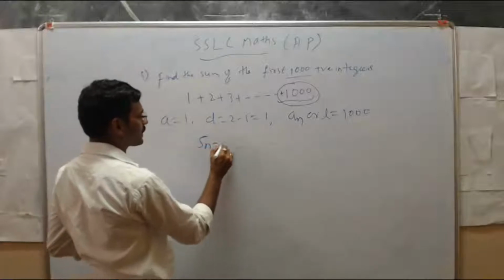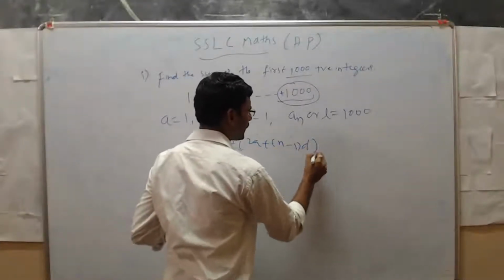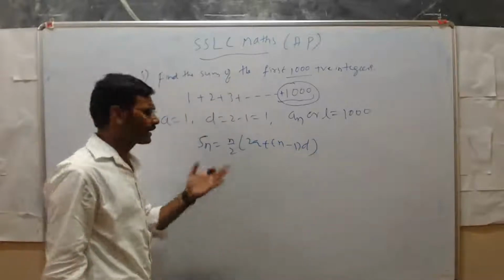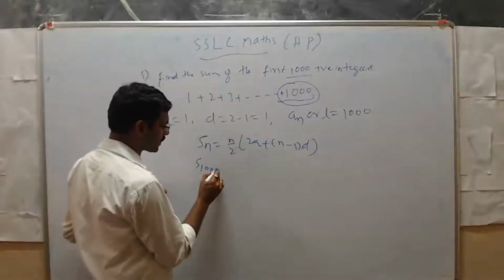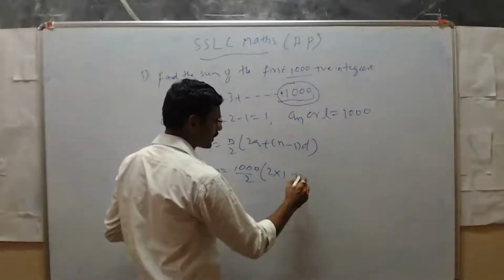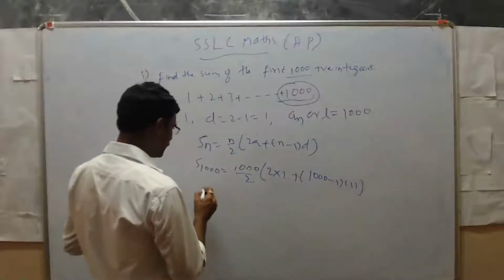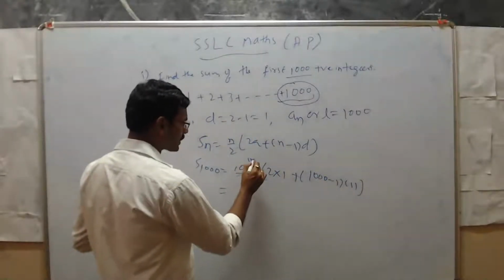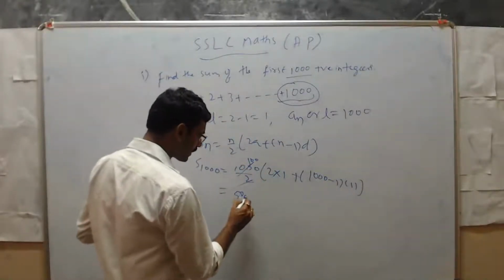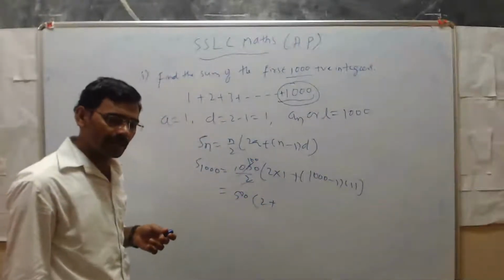Here Sn is equal to n by 2 into (2a plus (n minus 1) into d). With the help of this formula also we can find Sn. What is the n value? 1000. The n value is 1000 by 2, into 2 into the a value 1, plus (n value 1000 minus 1). The d value is 1. So S1000 is equal to 2 into... it is 500.